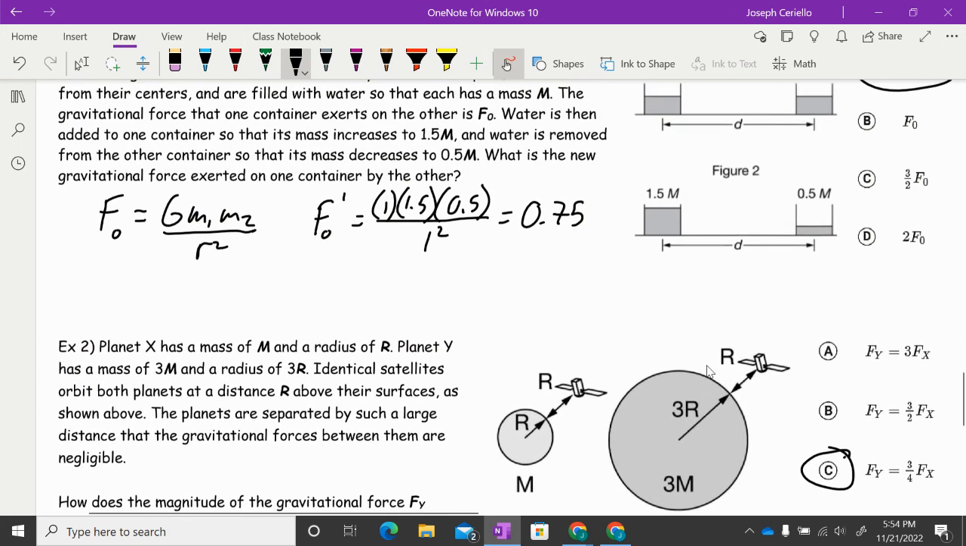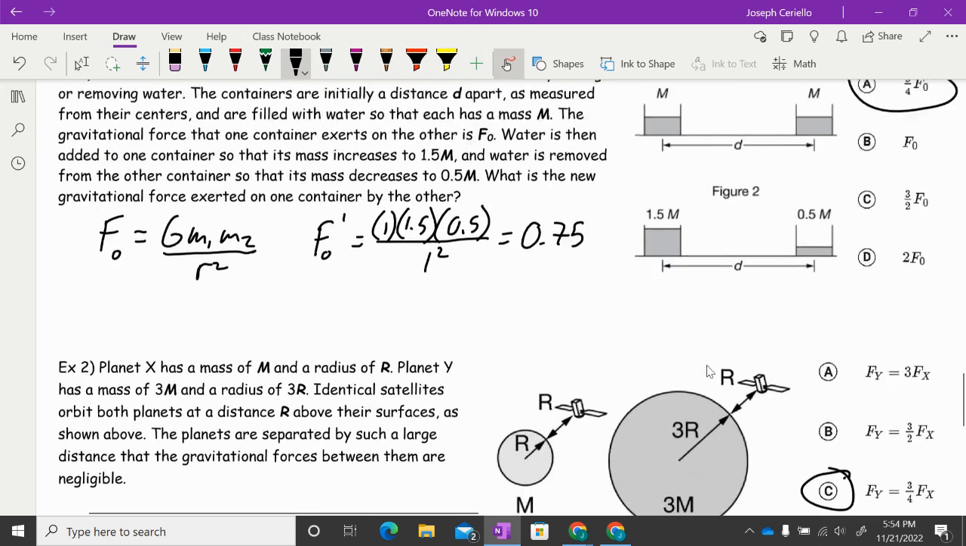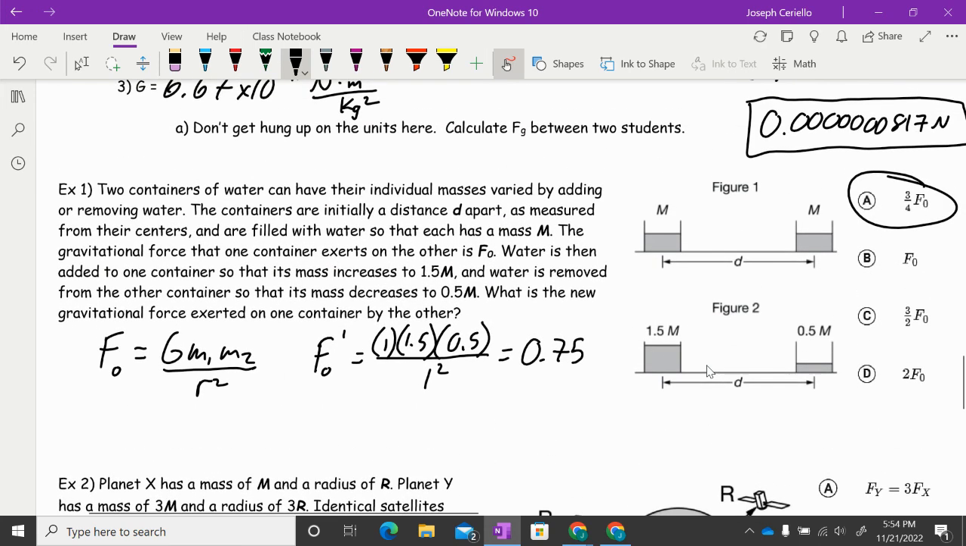All right, so now you have Newton's universal law of gravitation. And these are actually two from your AP Classroom questions, so you can get those going as well.